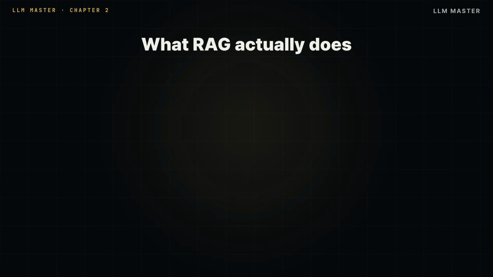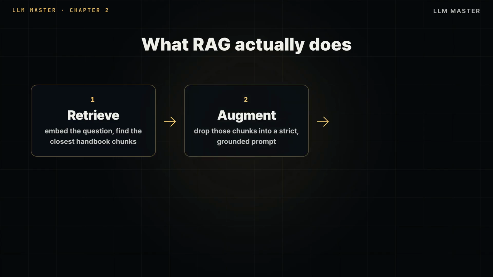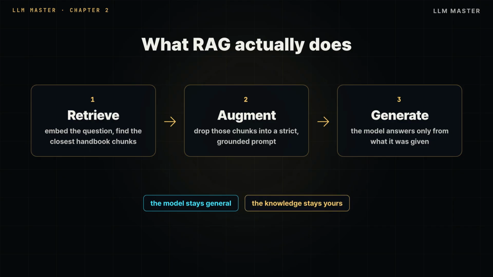Here's what RAG actually does in 3 moves. First, we retrieve. We embed the question and find the closest handbook chunks. Then we augment. We drop those chunks into a strict, grounded prompt. Then we generate. The model answers only from what it was handed. Here's the key insight. The model never memorizes your handbook. It stays a general model, and we hand it the right pages at question time. That's exactly why editing the handbook updates the answers instantly, with nothing to retrain.